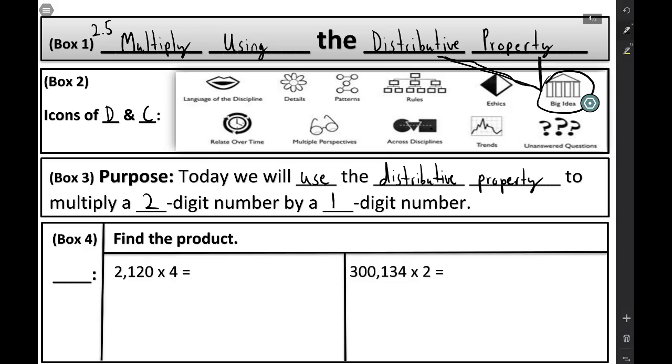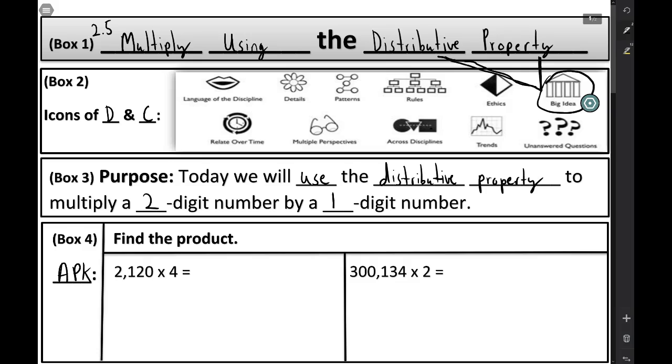On the bell, I need everyone to say it with me. Okay, starting with the word today in 3, 2, 1: today we will use the distributive property to multiply a 2-digit number by a 1-digit number. Alrighty? Getting into our box 4, APK, activating our prior knowledge.